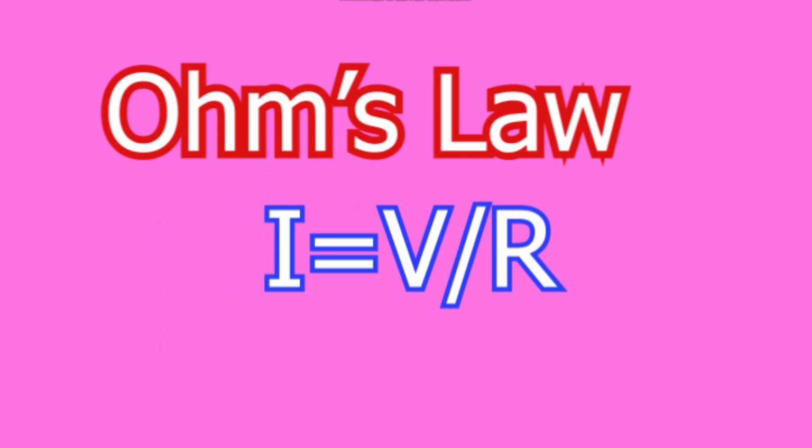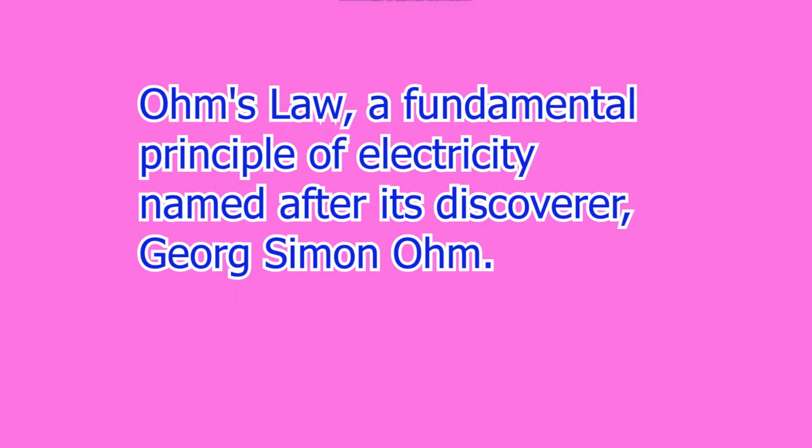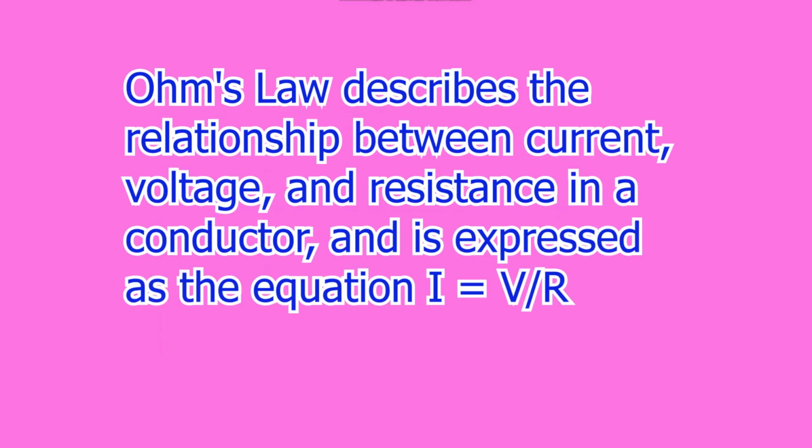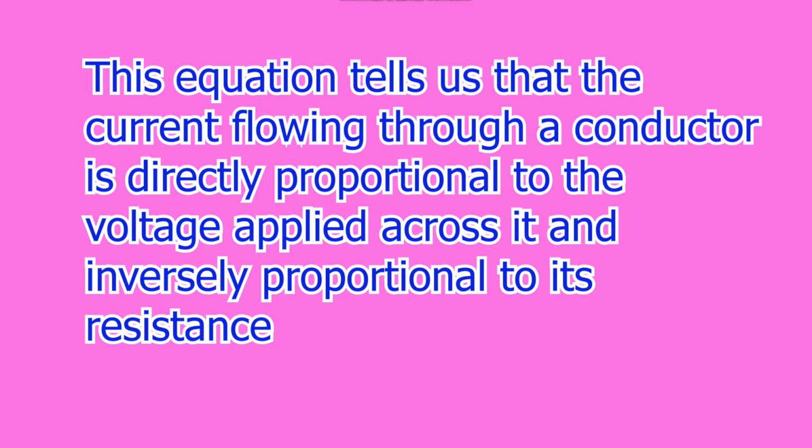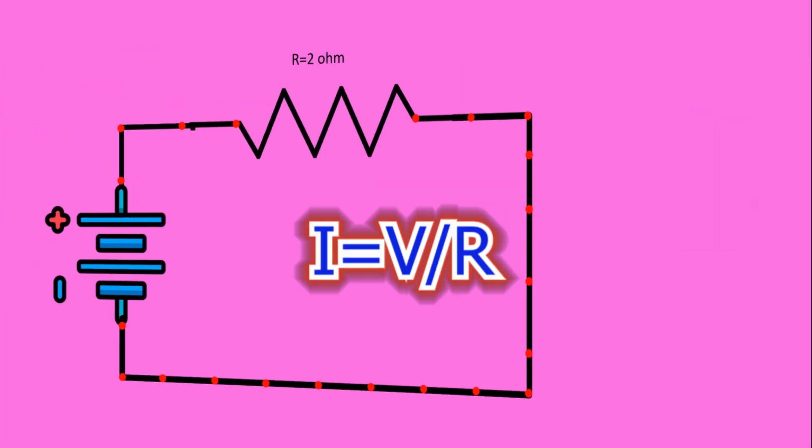Welcome to this video where we'll explore Ohm's law, a fundamental principle of electricity named after its discoverer, Georg Simon Ohm. Ohm's law describes the relationship between current, voltage, and resistance in a conductor, and is expressed as the equation I equals V by R. This equation tells us that the current flowing through a conductor is directly proportional to the voltage applied across it and inversely proportional to its resistance.